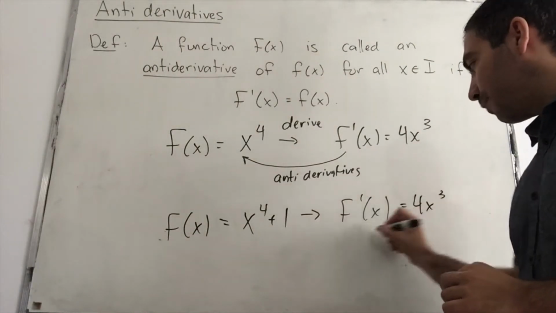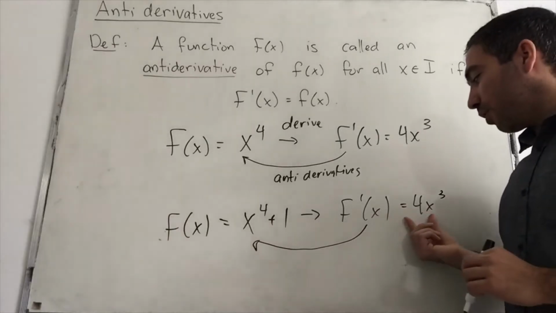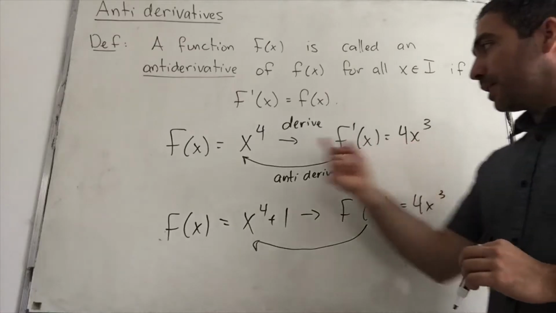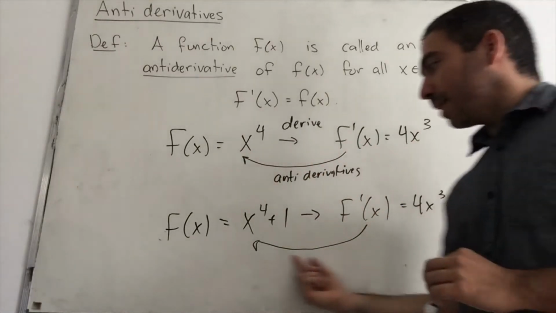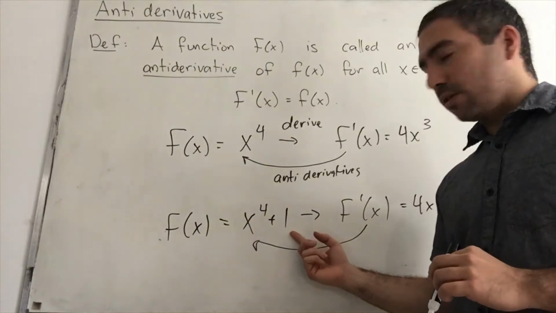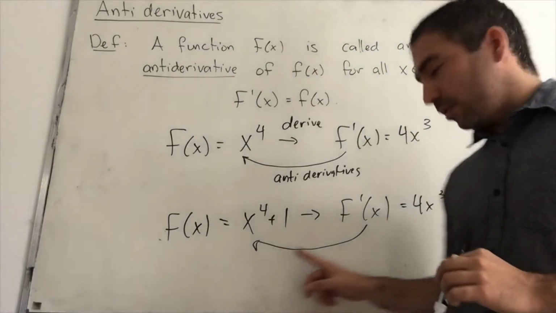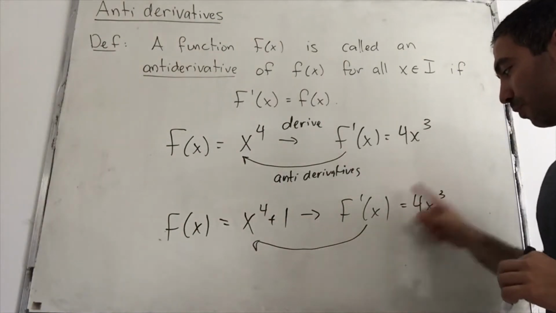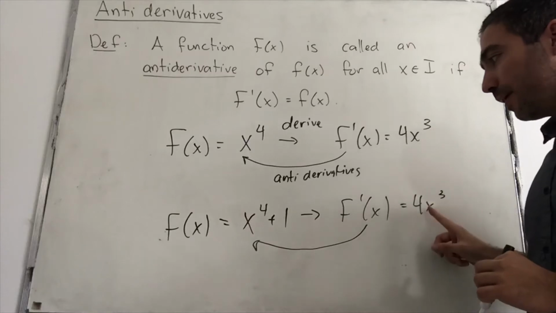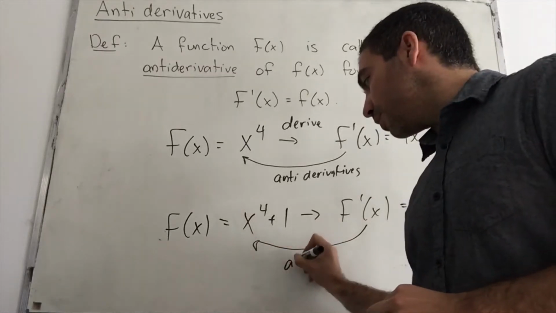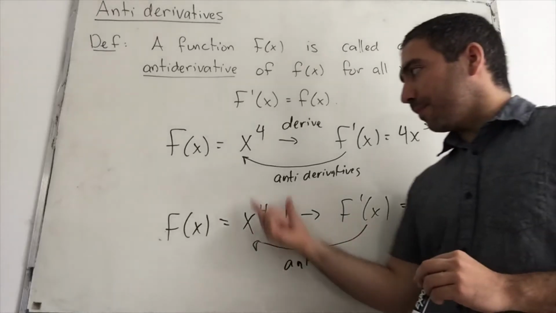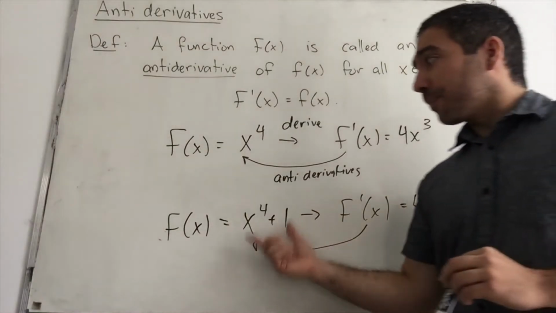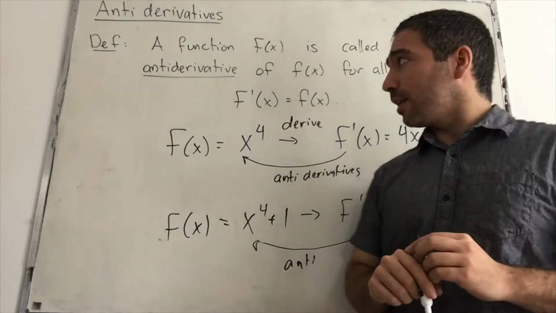Notice that if we're working backwards, if we start off with capital F prime of x equals 4x cubed, this gave us x to the 4, yet here when we antiderive, it gave us x to the 4 plus 1. And if I added a plus 2 here, we would have the same derivative. So notice that we're starting with the same function, 4x cubed. If we antiderive, if we go backwards, there's many possible answers. Okay, so this is the first observation you have to make, which leads us into our next theorem. So let's go ahead and take a look at that.